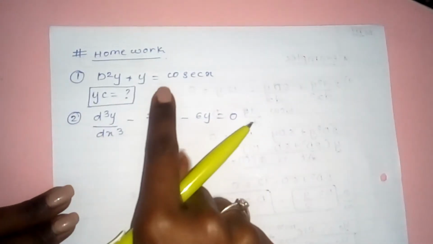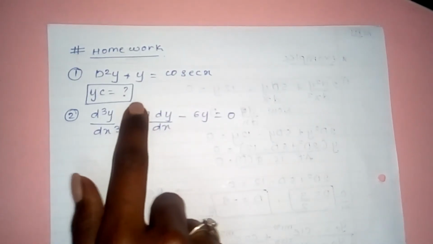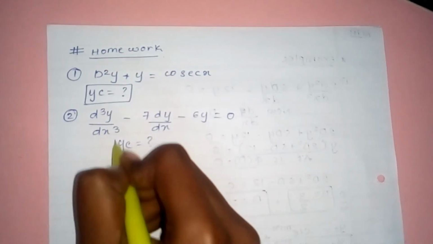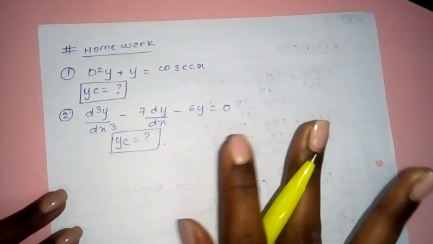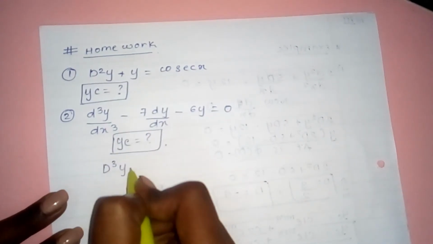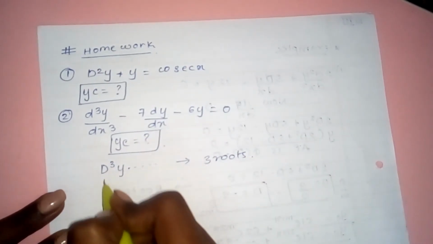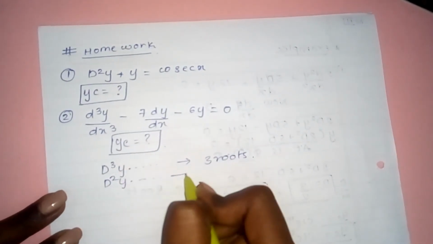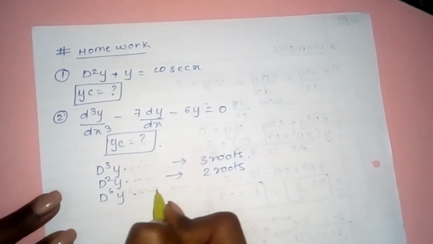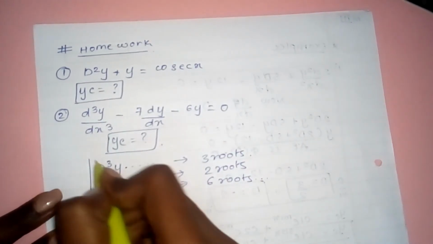So this is the homework. This is the first sum which you have to do: find the yc. In this one also you have to find yc. One thing you have to remember is that when it is D cubed and something, we have 3 roots. When we have D square y and something, we have 2 roots. If we have D raised to 6 y and something, then we have 6 roots. This is the thing which we have to remember.